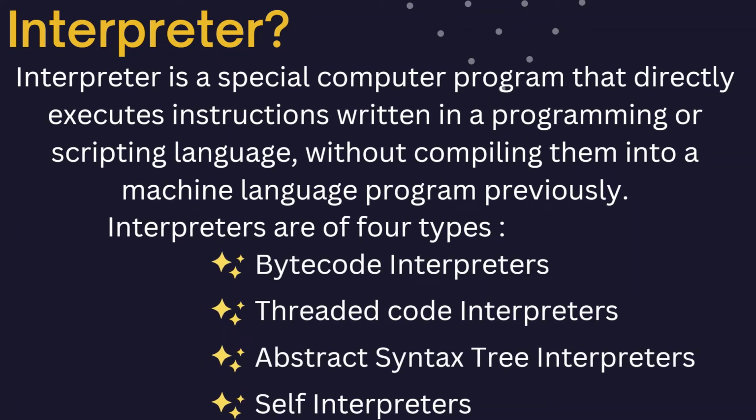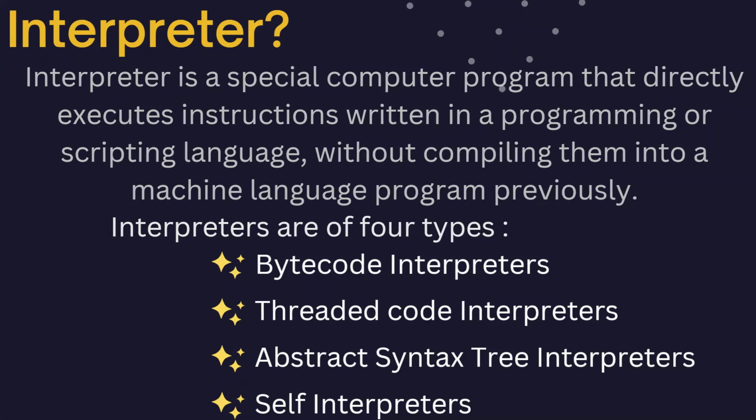Next, we have the interpreter. An interpreter is also a special computer program that directly executes instructions written in a programming language without compiling them to machine language previously. There are four types: bytecode interpreters, threaded code interpreters, abstract syntax tree interpreters, and self-interpreters. Again, we don't need to learn the details about the types for this course, but you can just Google them for your own research purposes.